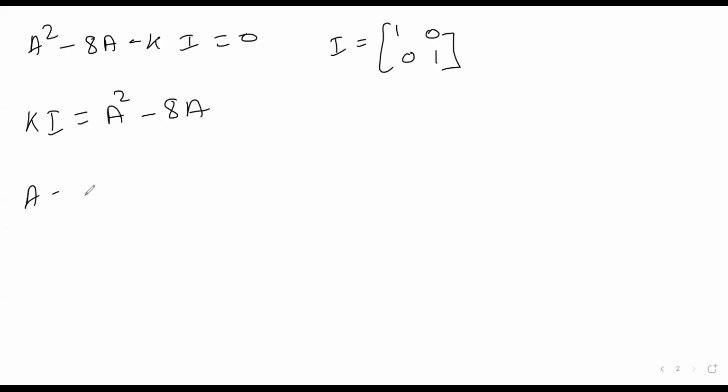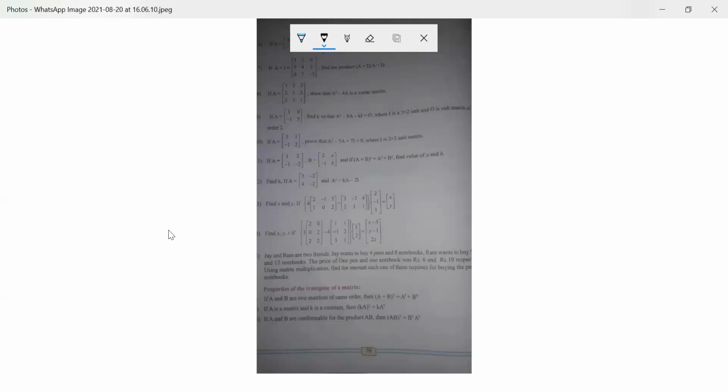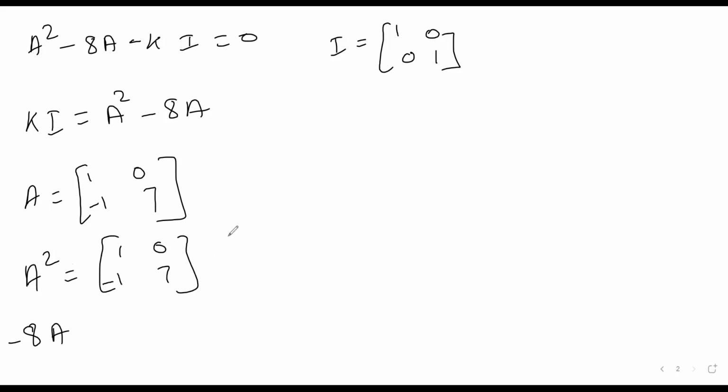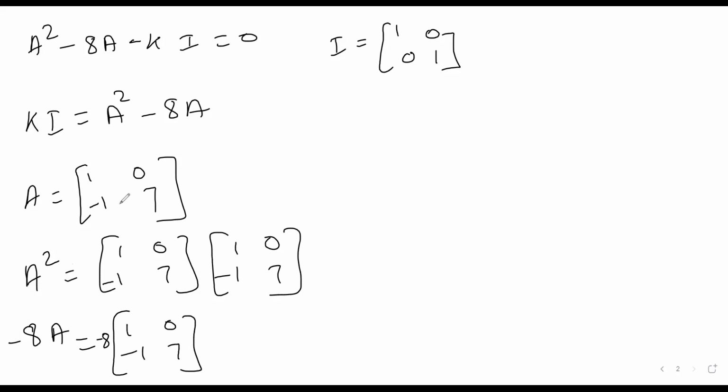Now for the matrix A, which is [1 0; -1 7], you will find A squared and you will find minus 8A. We will have to find 8A also, minus 8A of [1 0; -1 7]. And then after subtracting them, you will get something. Then we will find the remaining one.